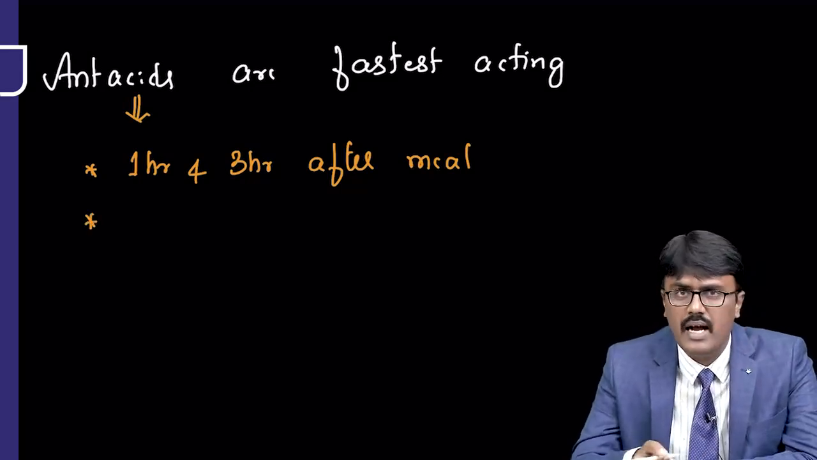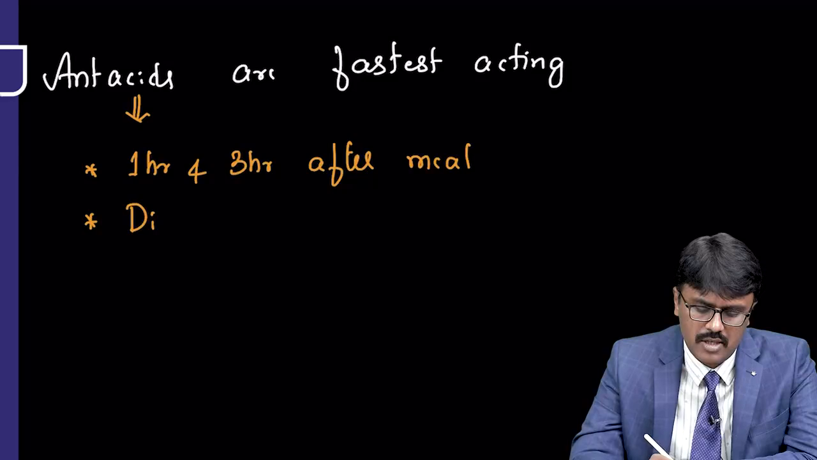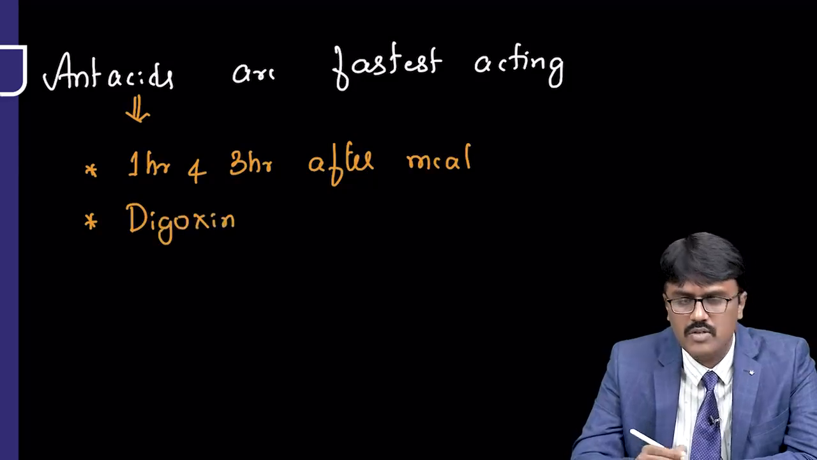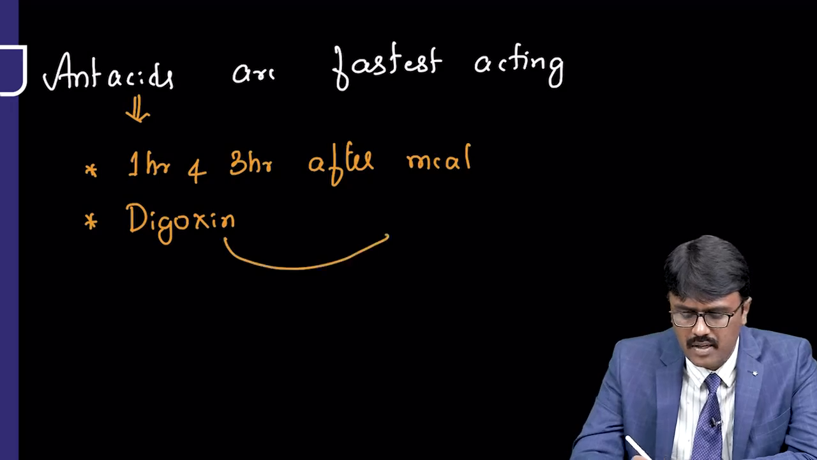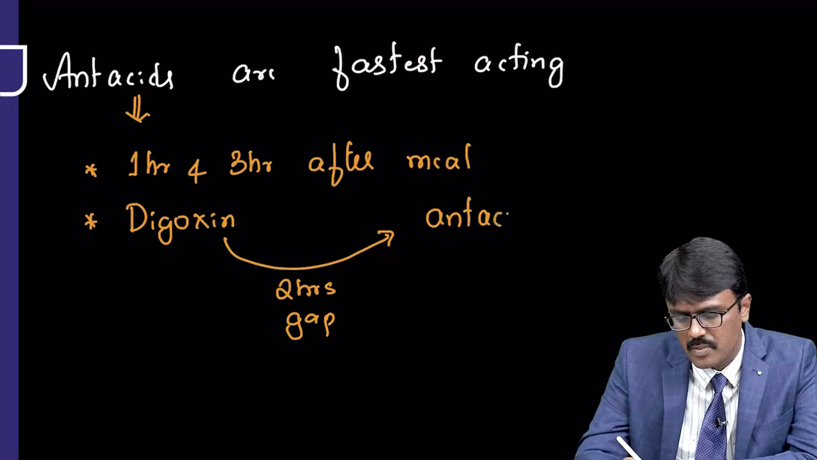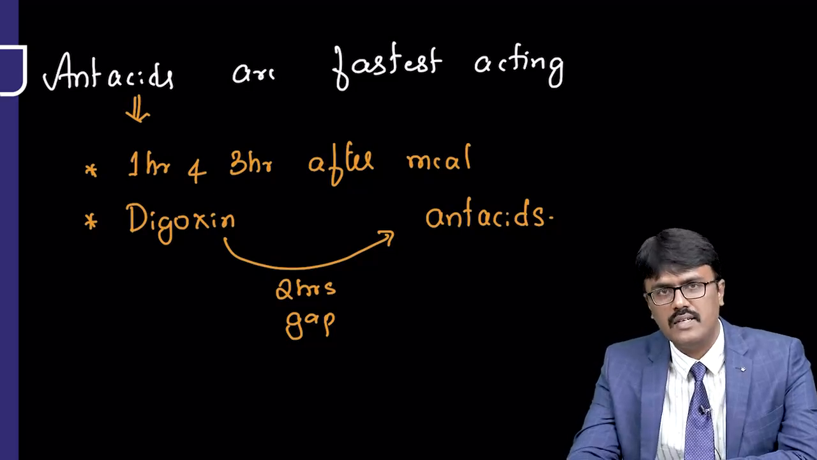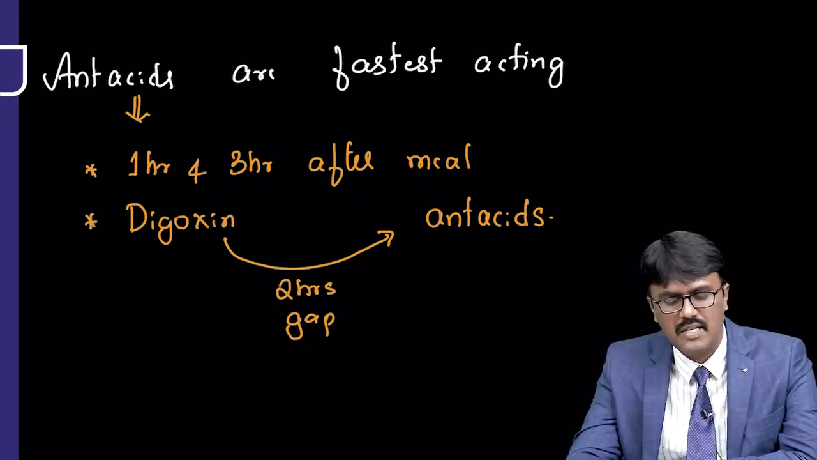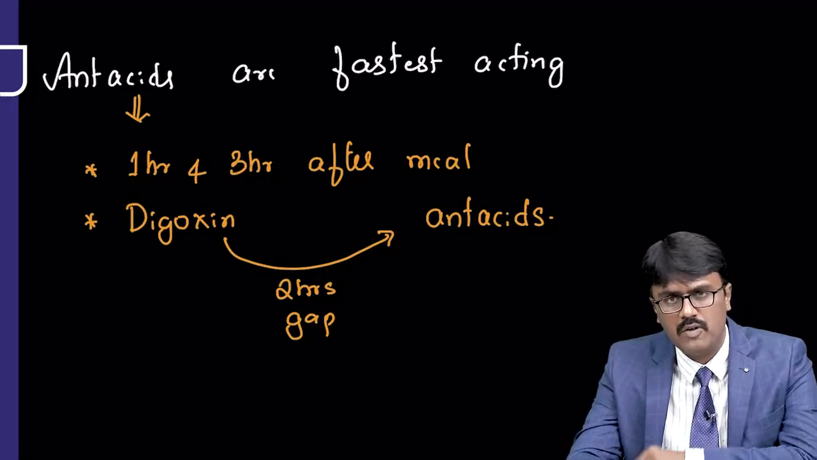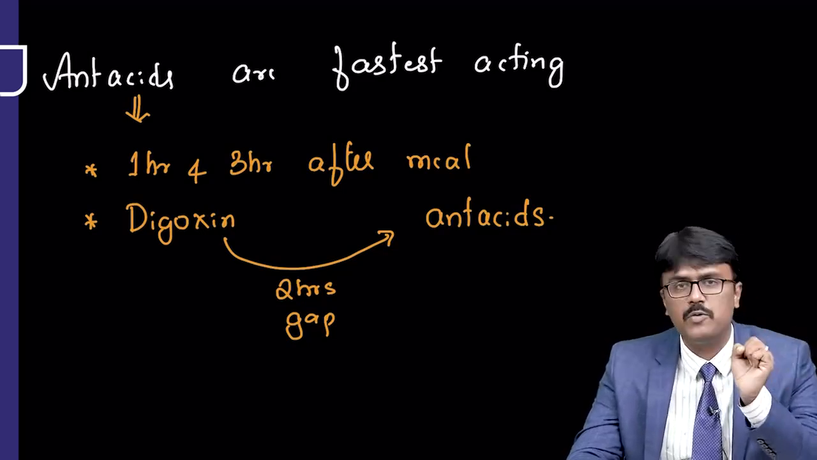Now remember, when you are using an antacid with other drugs, suppose a patient is taking a drug by the name digoxin and the patient has to take antacids. What is the gap? The gap between the drug and the antacid should be 2 hours. If you don't do that, the absorption of digoxin gets interfered with. These are the practical issues which they will ask in the exams. So antacids are faster acting. They are taken after meal, that is 1 hour and 3 hours after meal. And when you are using them with another drug, there should be a gap of 2 hours. This is the important aspect.